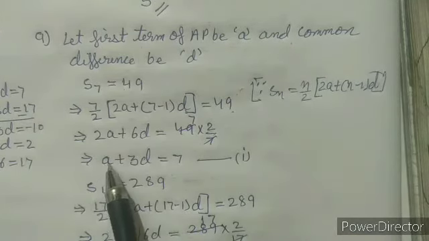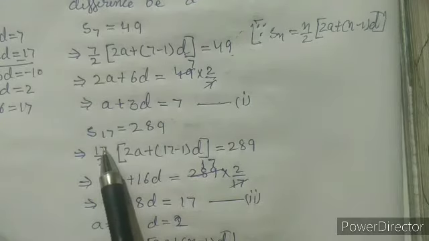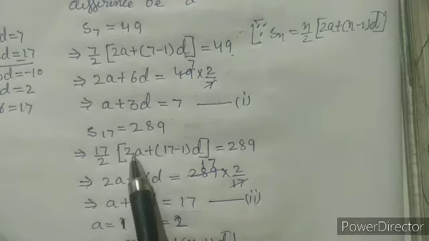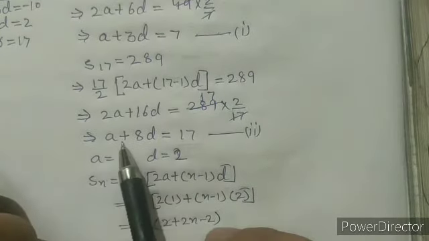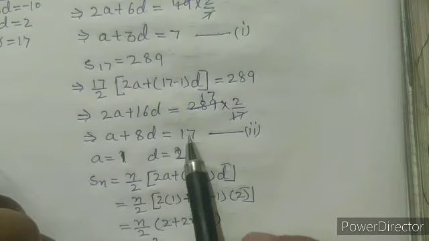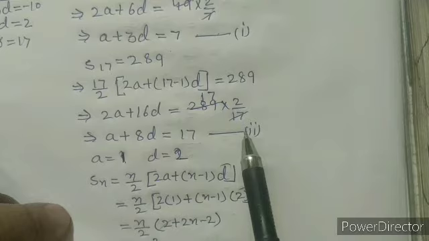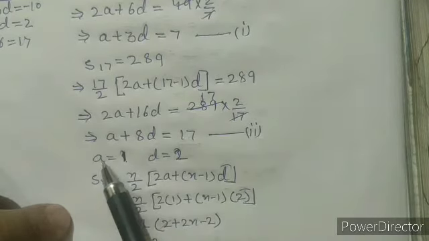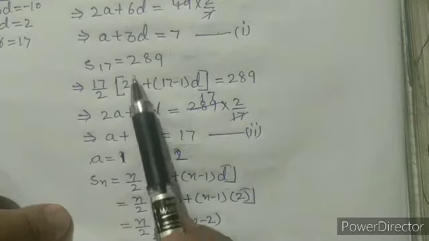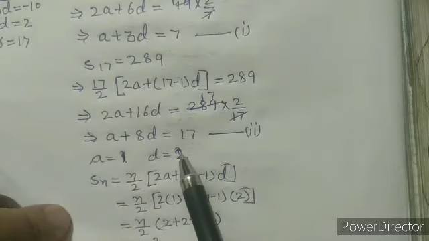Now again S17 is also given to us. The sum of 17 terms will be given by 17 upon 2 into (2a plus (17 minus 1)d), and that was equal to 289. This is again giving us an equation in a and d, and that is a plus 8d equal to 17. Now we can solve the first and second equations by substitution or elimination method to get the values of a and d. Here I am directly writing the values of a and d. You have to solve these two equations. We are getting the value of a as 1 and d as 2.